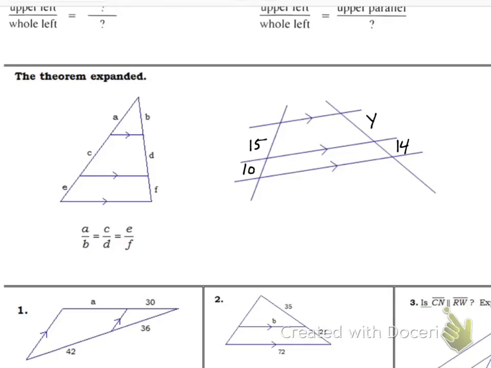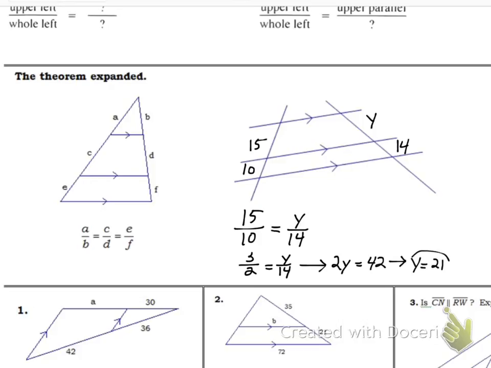Okay, with those three parallel lines, we can adapt that theorem to work with this. So we could say that 15 over 10 equals y over 14. Well, 15 over 10 could be simplified into 3 over 2 equals y over 14. Using cross multiplication, or the means extremes, it'd be 2y equals 3 times 14, which is 30 plus 12, which would be 42. So that means that y equals 21.